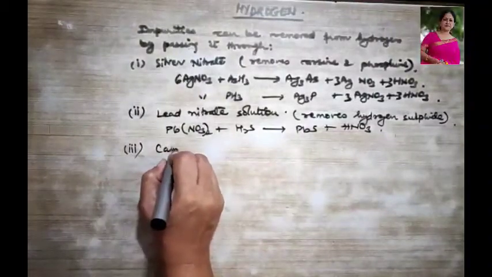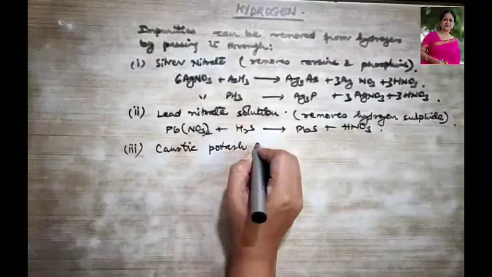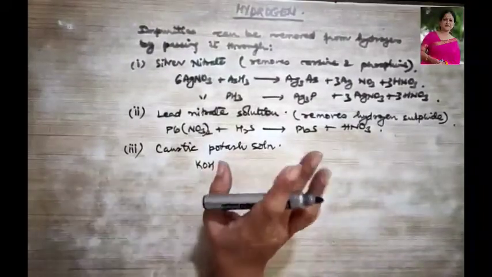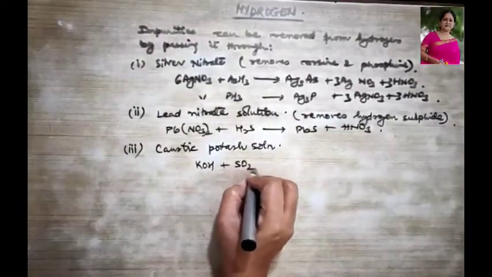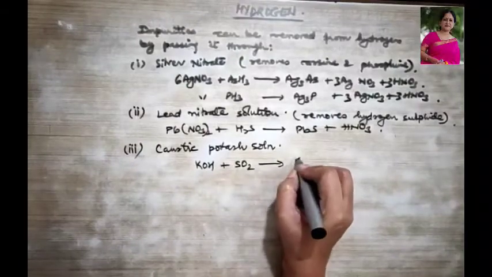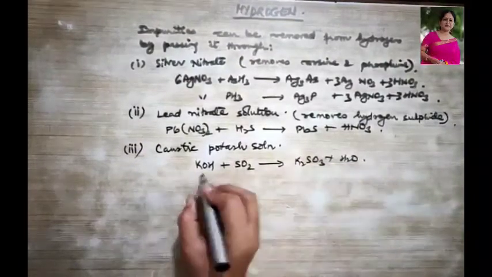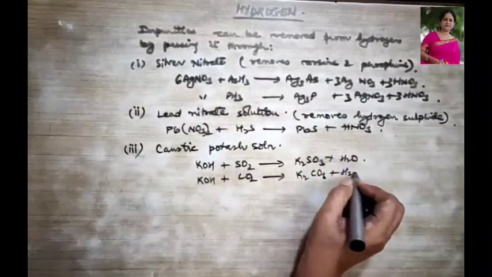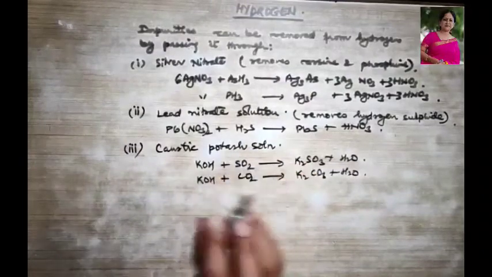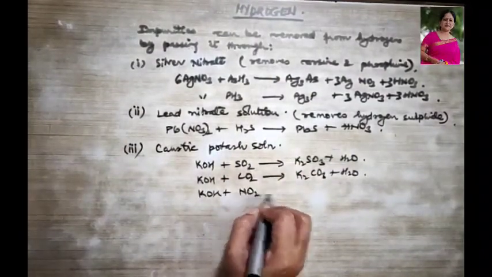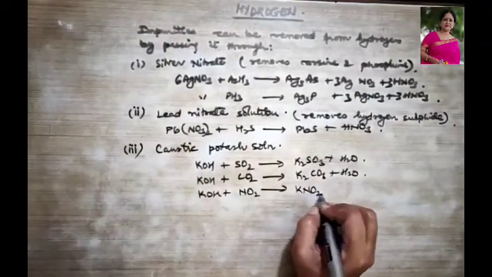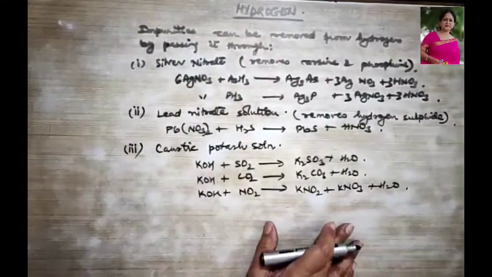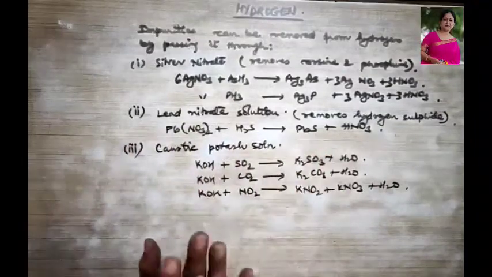Thirdly, we can use caustic potash solution. What is caustic potash solution? KOH. And all the carbon dioxide and oxides of nitrogen can be removed with this. So if KOH is added, then it will remove sulfur dioxide, forming K2SO3 plus H2O, right? This KOH can also remove your carbon dioxide, forming K2CO3 plus H2O. And even if we have oxides of nitrogen, KOH can be added for the oxides of nitrogen also, and here it will form potassium nitrite plus potassium nitrate, and water will be formed over here. Clear? So this way we can remove all the impurities.